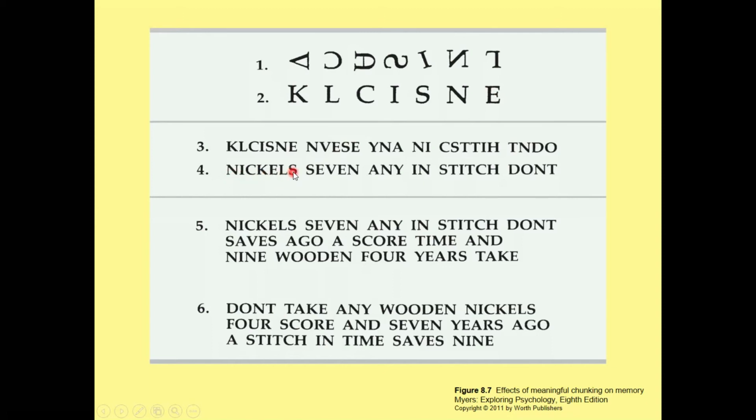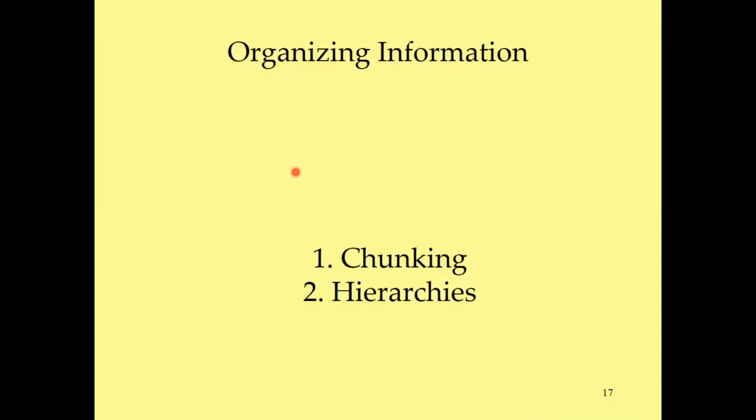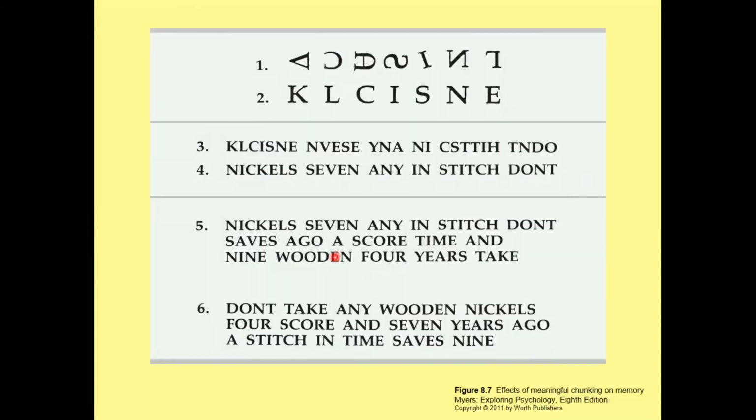So notice that organizing information into meaningful units is known as chunking. Here it is back here, chunking, okay? Organizing into meaningful units. So nickels is more meaningful and therefore easier to remember than those random letters. It still contains the same letters, but it's easier to remember.